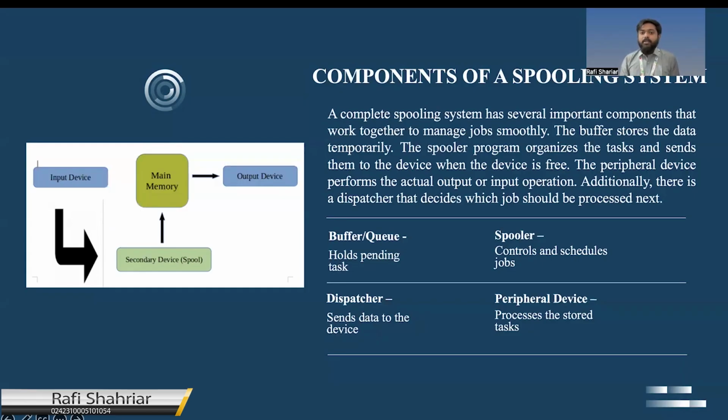The buffer stores the data temporarily. A spooler program organizes the tasks and sends them to the device when the device is free. The peripheral device performs the actual output or input operation. Additionally, there is a dispatcher that decides which job should be processed next. So this is how a spooling system works in the operating system.